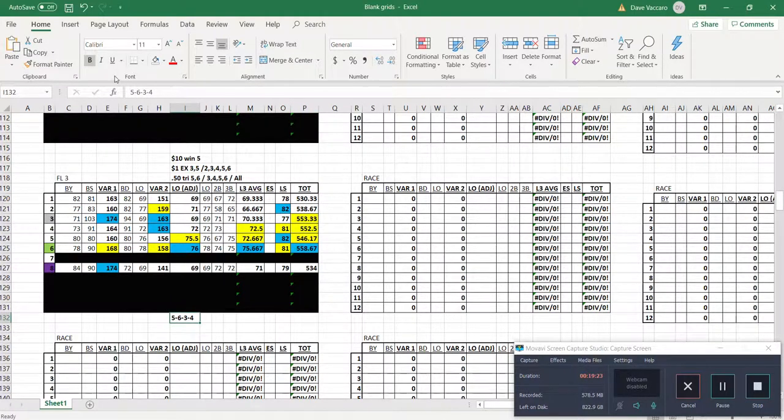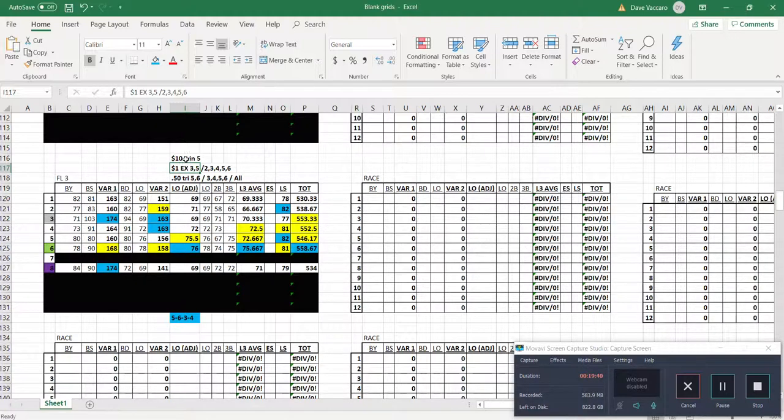3, 6, 5, 4. And those were our 4 numbers. Now, what do we get here? We got the exacta. We didn't use the 3 on top of the trifecta.